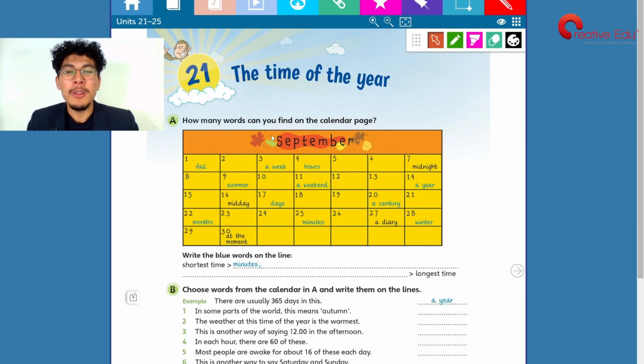A, how many words can you find on the calendar page? Let's count this out. So we have 1, 2, 3, 4, 5, 6, 7, 8, 9, 10, 11, 12, 13, 14, and 15. We have 15 words. And here we have it.